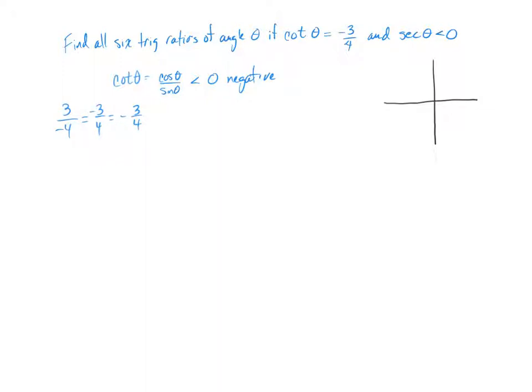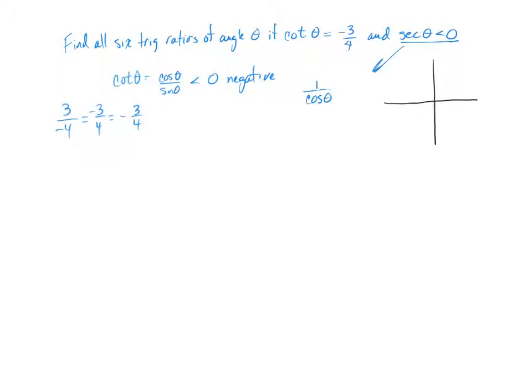So here's what we're going to do. We're just going to say that we know that the cosine and the sine have opposite signs. One's positive, one's negative. This is going to be the guy that's going to help us figure it out. We know that the secant is negative, and the secant is 1 over the cosine.